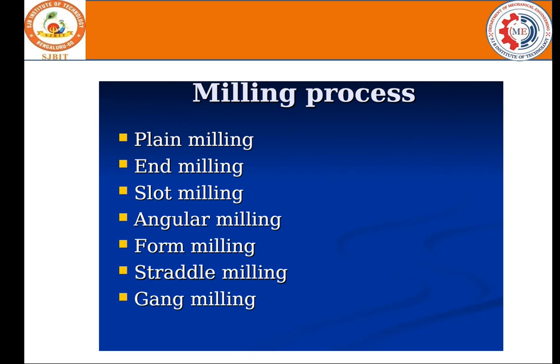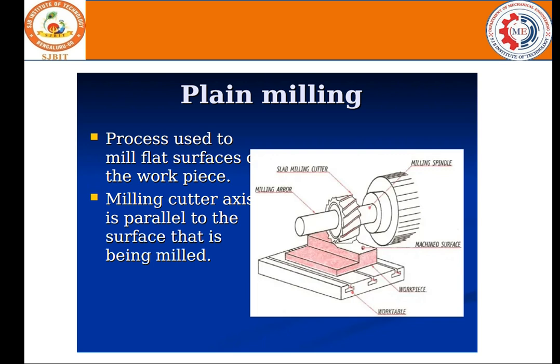When you go with different types of milling process: plain milling, end milling, slot milling, angular milling, fork milling, straddle milling, gang milling. When you go with plain milling, we want to produce a flat surface on the workpiece. When you want to reduce the thickness of the material, you can do the plain milling. Here the milling cutter is parallel to the surface of the workpiece which has to be made.